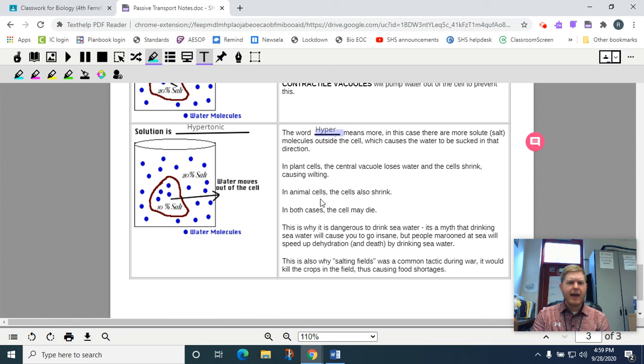Now, if the cell shrinks too much, it could die. In plants, you know this as wilting. And animal cells will shrink up and shrivel up. So this is why it's dangerous to drink seawater. And if you look here, we talk about that. It's not necessarily going insane. It's actually going to cause you dehydration.